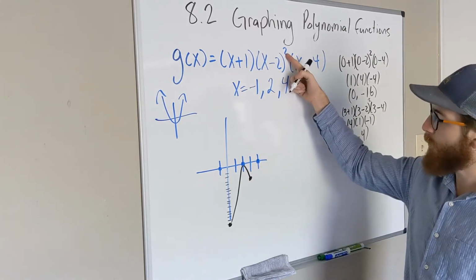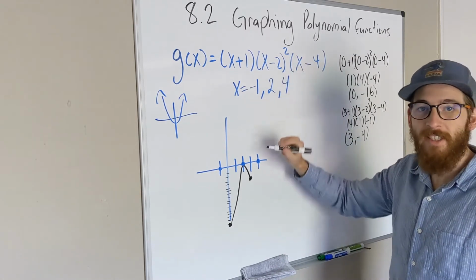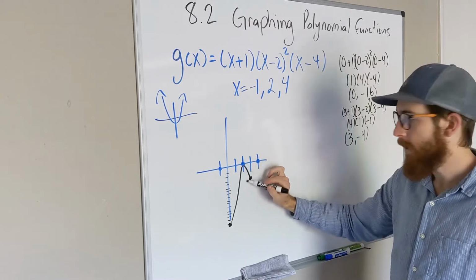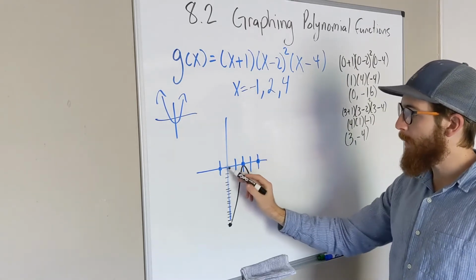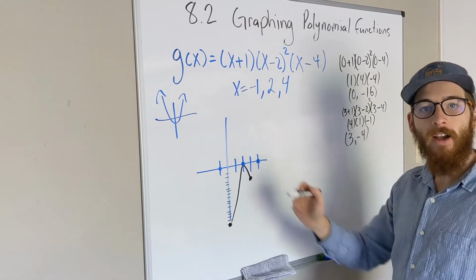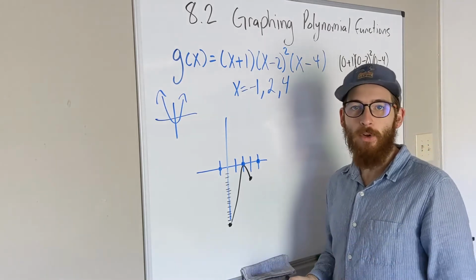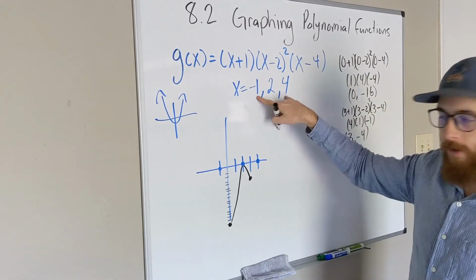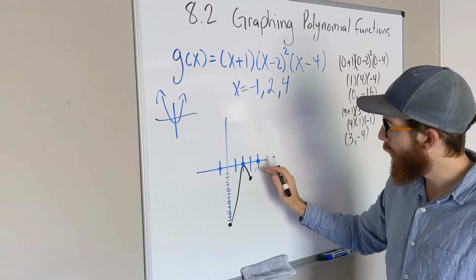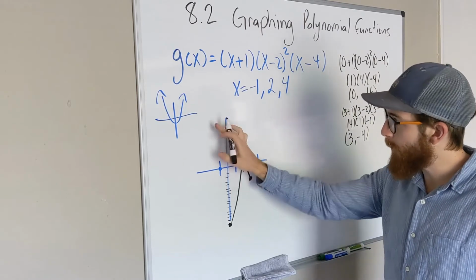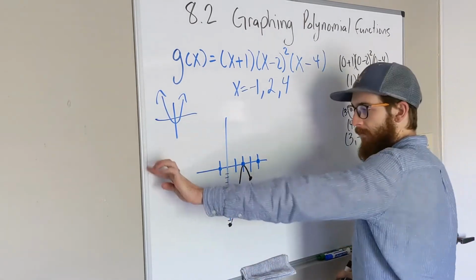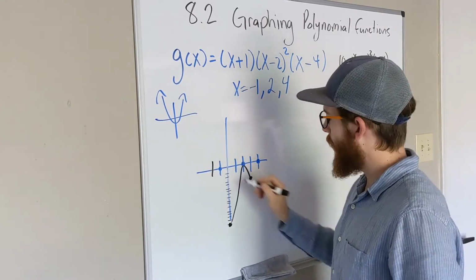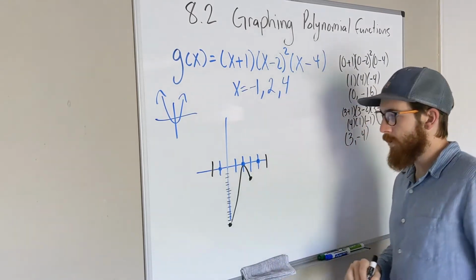It bounces because it's a power of 2, or 4, or 6. Any even power at a root will bounce. Odd powers will go through, and if it's more than 1 and it's odd, it will curve. Now, these are both 1, so we know that these just go through. But before I put the two end pieces on, I want to pick a value to the left of -1 and to the right of 4.